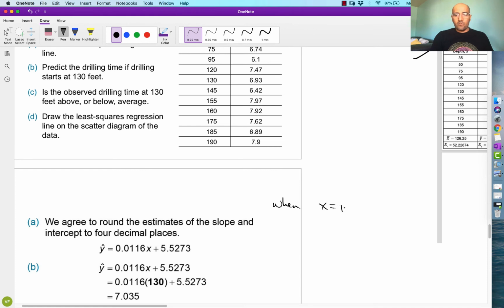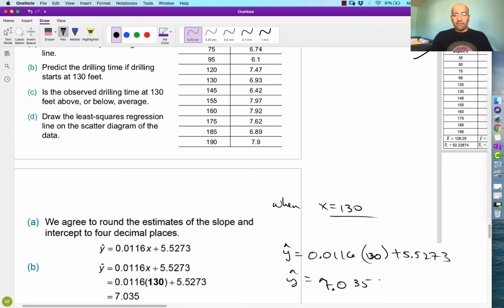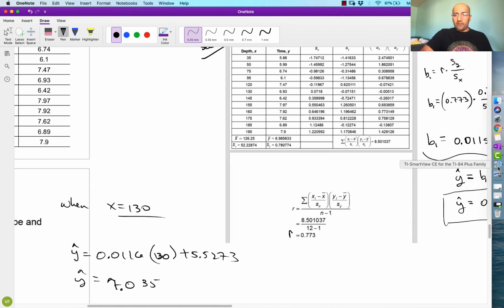So when x equals 130, my best prediction, right? Prediction is a fancy word for a guess. My best guess is going to be the y value equal to exactly this: 0.0116 times 130 plus 5.5273, which means the y hat value is 7.035. So on our calculator, let's just do it on here.